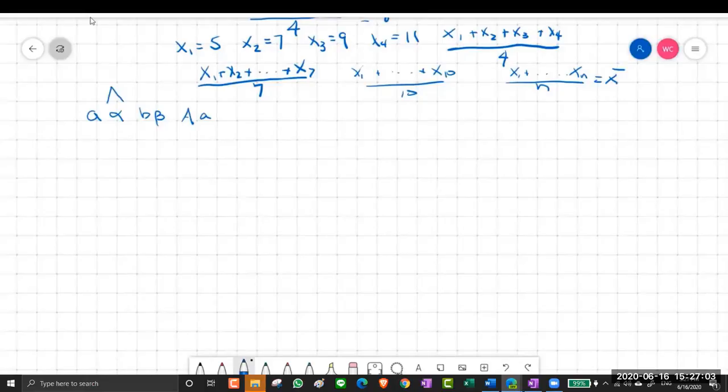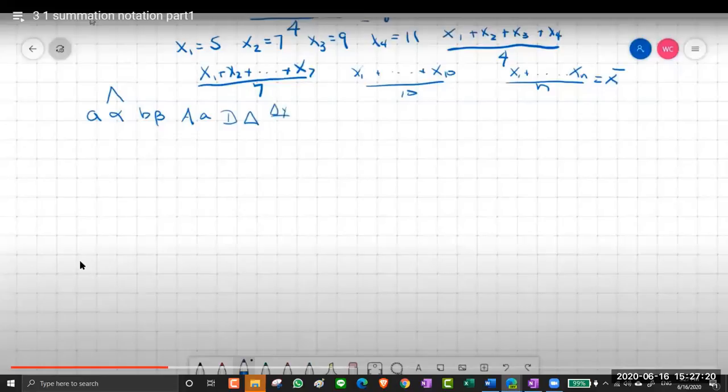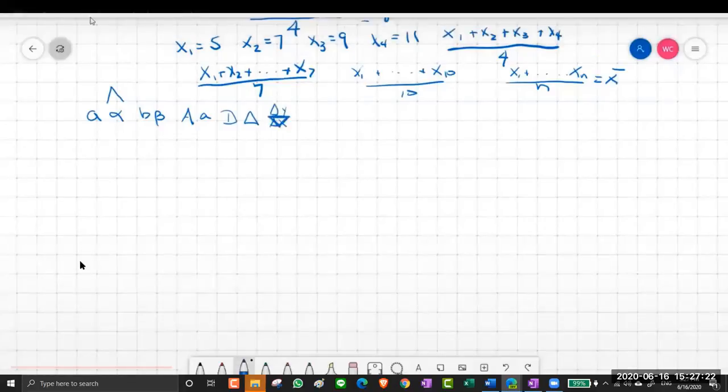Do we know any other Greek letters? I think we know delta. We know the capital D is delta, so we use that sometimes to write delta Y over delta X.